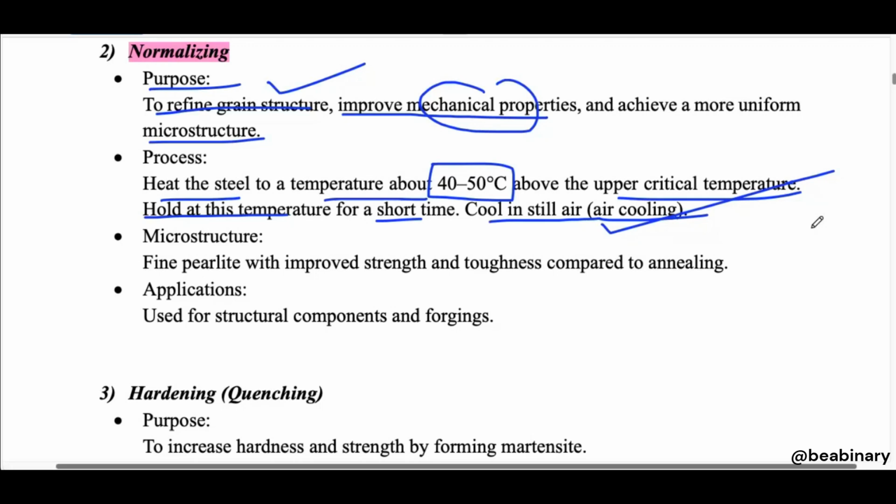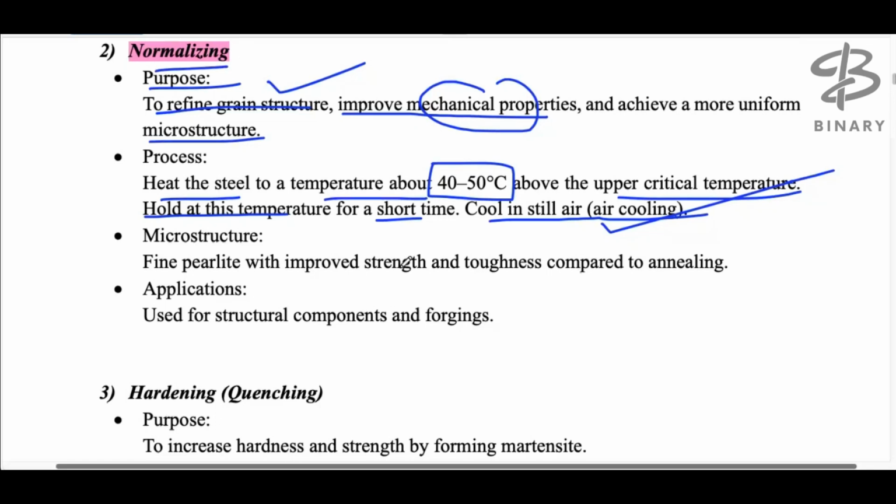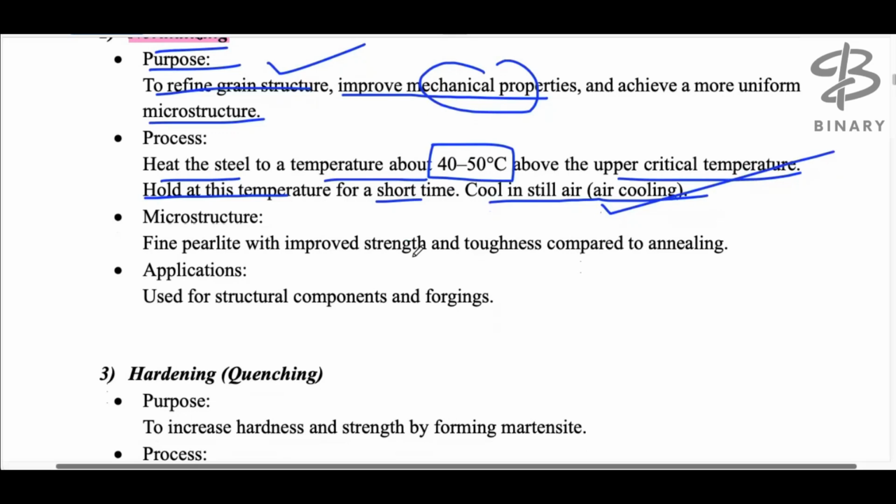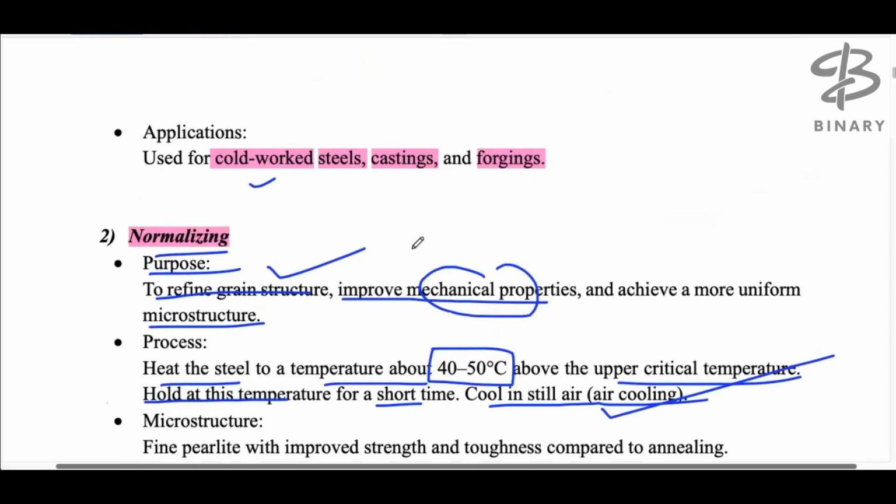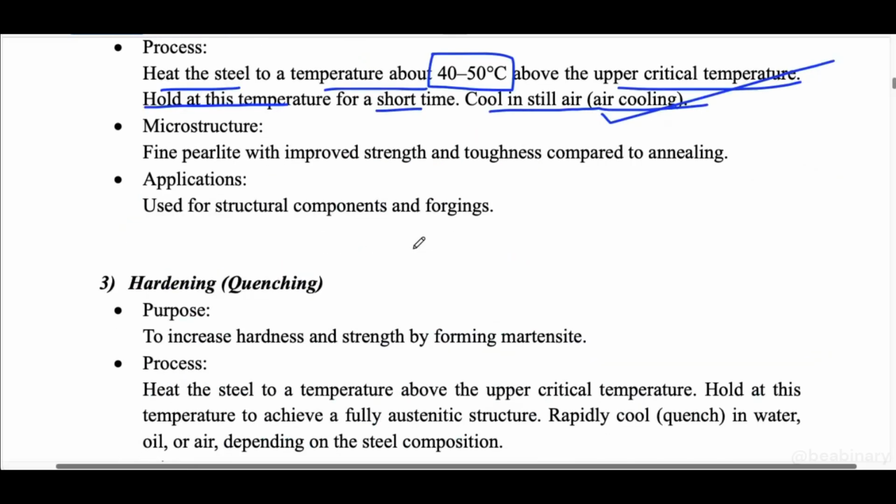Okay, once we have reached the temperature 40 to 50 degrees above, and we have kept it for a while at that temperature so that the transformation will occur, and once it is done, then we remove the material from the furnace and keep it in a normal environment so that it will cool down. That is known as normalizing. Okay, and that kind of heat treatment is categorized as normalizing. In annealing, we let the steel cool down inside the furnace by just switching off the furnace.